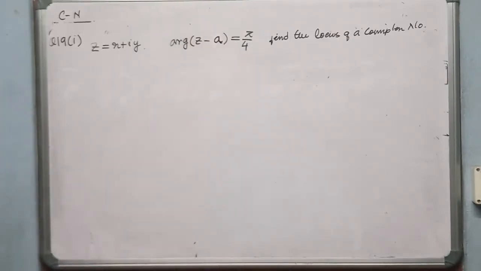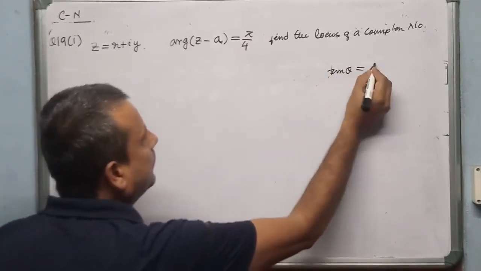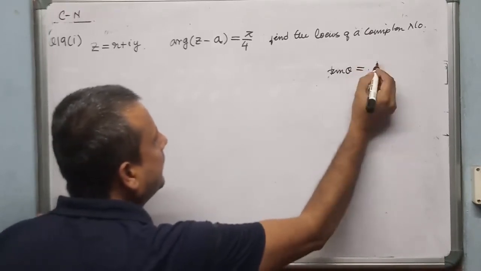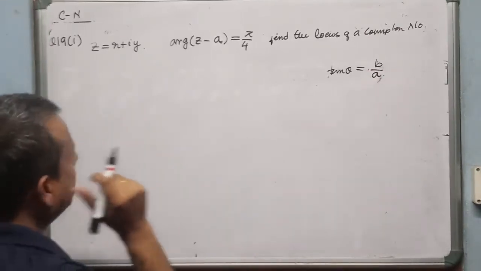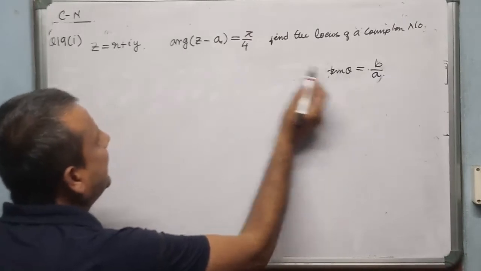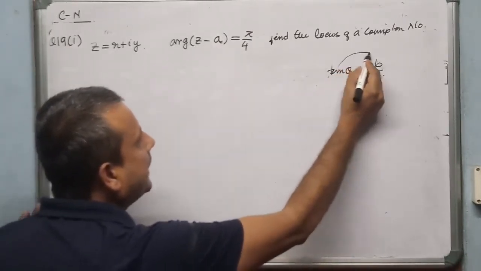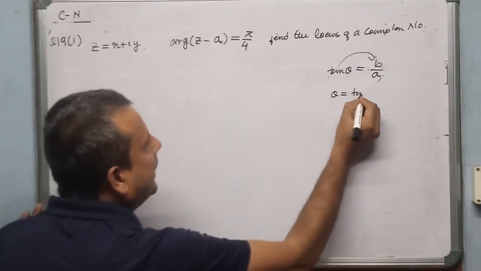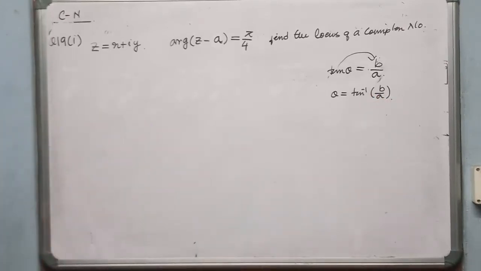Now we did the theory of argument. Argument means tan theta is equal to b by a. Then in this case, you should have the concept that argument means theta. The argument of z minus a is given by tan theta. If you bring this tan over here, theta is equal to tan inverse b by a. The inverse trigonometric functions you will do in class 12.